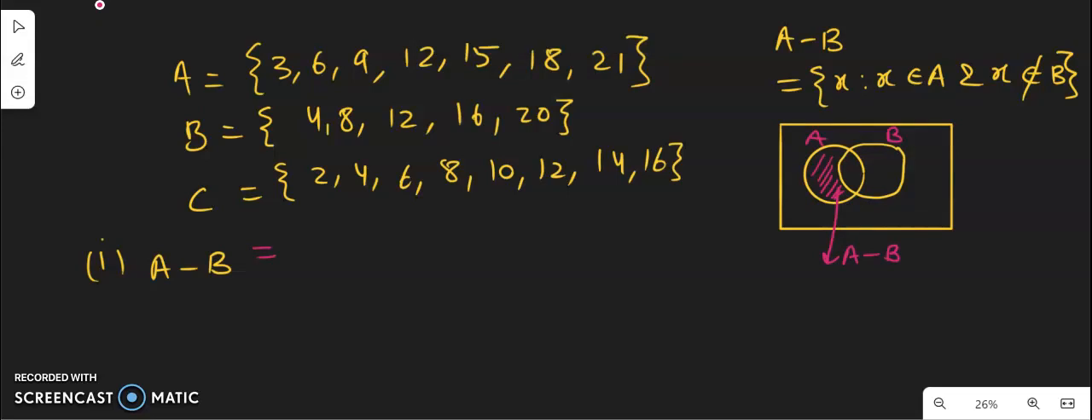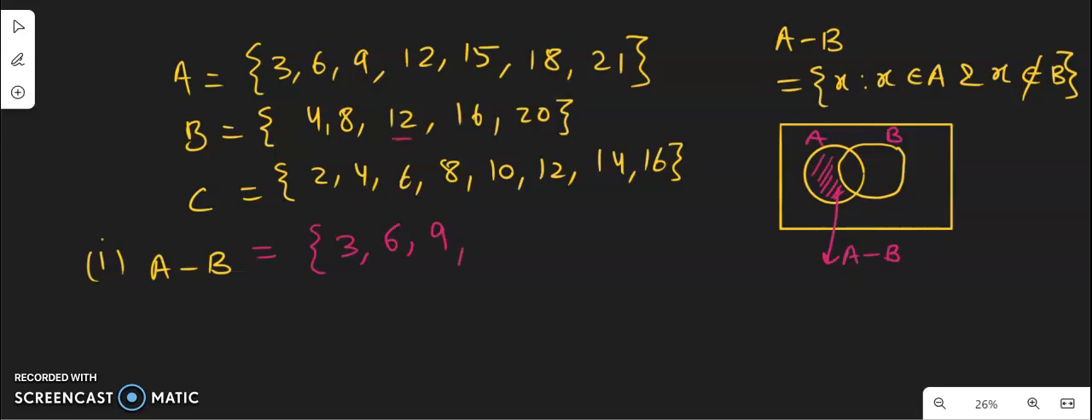So how exactly is this A minus B going to work? A minus B is going to be the elements of A, not the elements of B. I see 3 and it is nowhere in B, so I'll write 3. I see 6. I carefully check, is it in B? No, I'll write 6. I see 9. It is nowhere in B. I'll write 9.